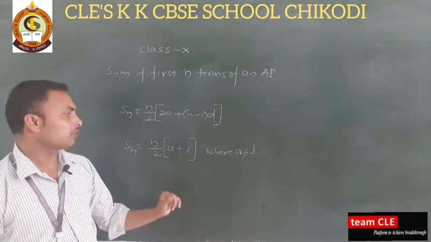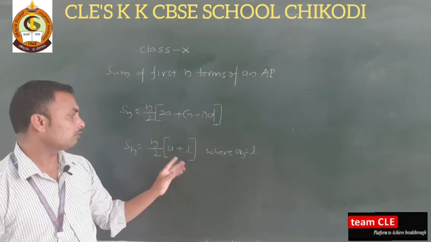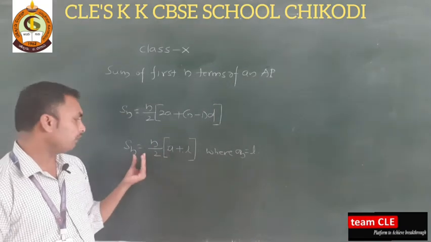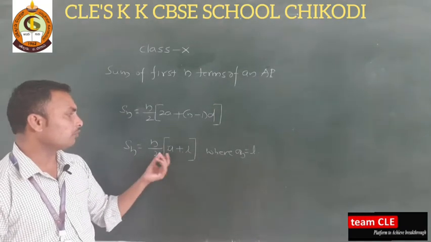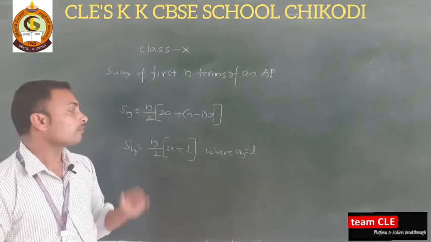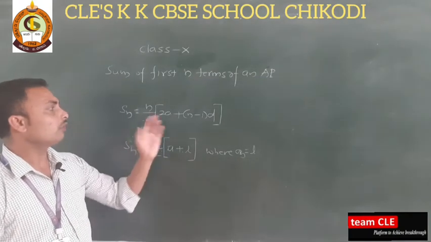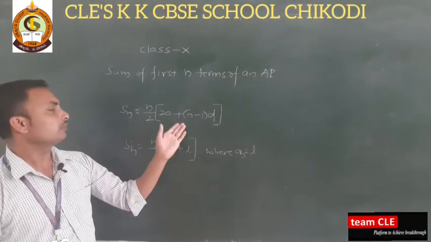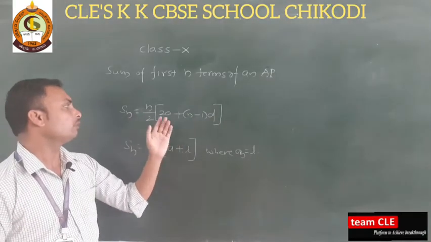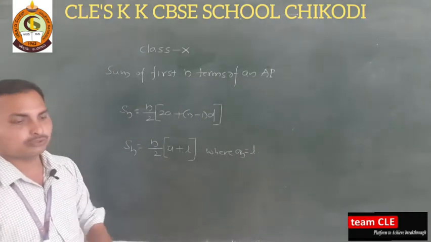Just substitute here, we have the first term and the last term, and you will get your sum. This is Sn is equal to n by 2 into bracket of a plus l, when you have the first term and the last term. If you don't have the last term, you can use this formula: Sn is equal to n by 2 into bracket of 2a plus n minus 1 into d.